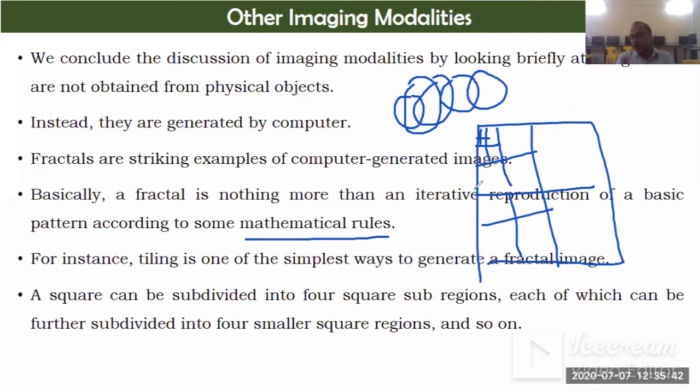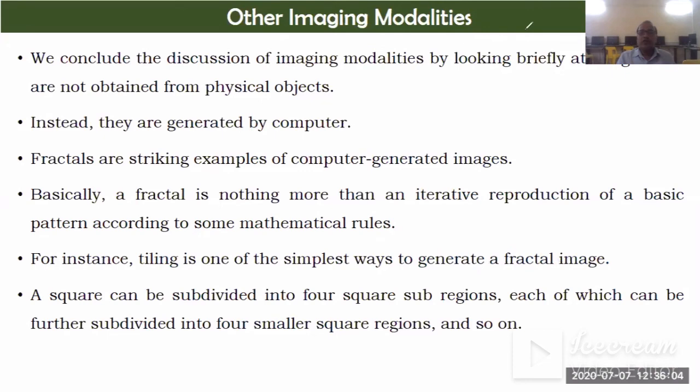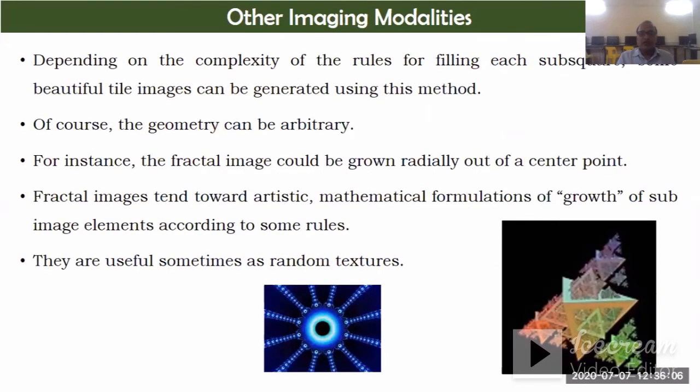So here this object is not available. We can draw this square, we can draw a circle, and we can write the repetitive process, either subdividing or shifting, whatever it may be. So these are the techniques. We can use other techniques to create the images. Okay. So these are the examples.